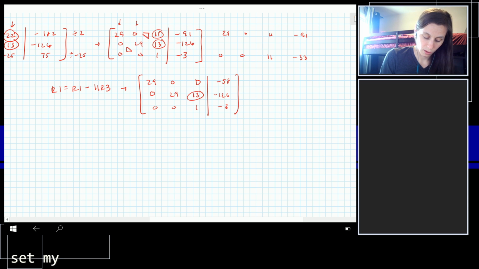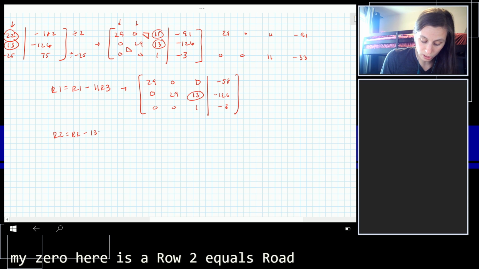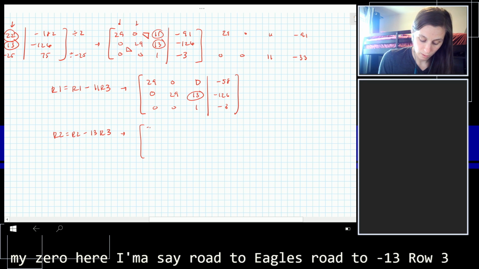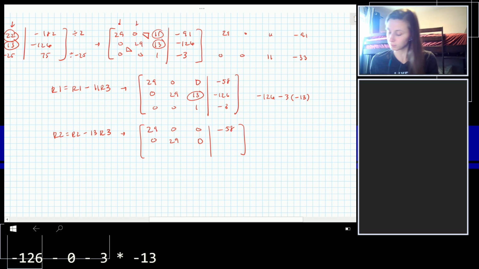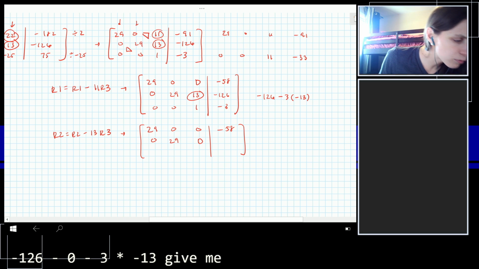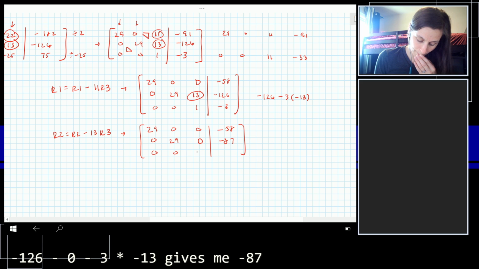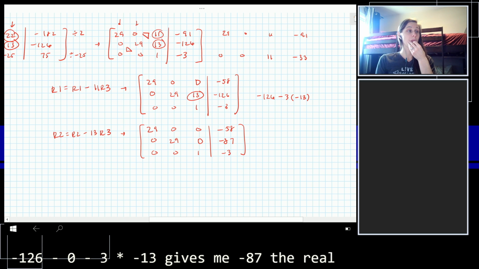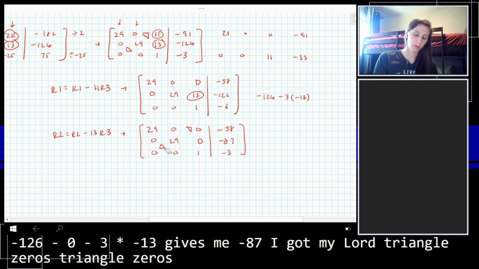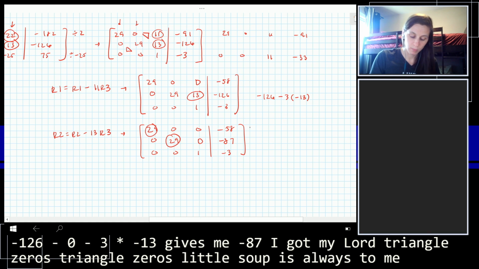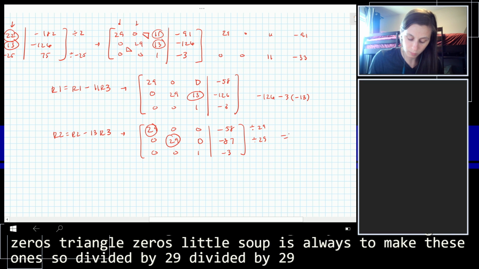Now to get my zero here, I'm going to say row 2 equals row 2 minus 13 row 3. Negative 126 minus 3 times negative 13 gives me negative 87. There we go. I've got my lower triangle of zeros, my upper triangle of zeros. And then my last step is always to make these ones. So divide this row by 29, and I end up with this.